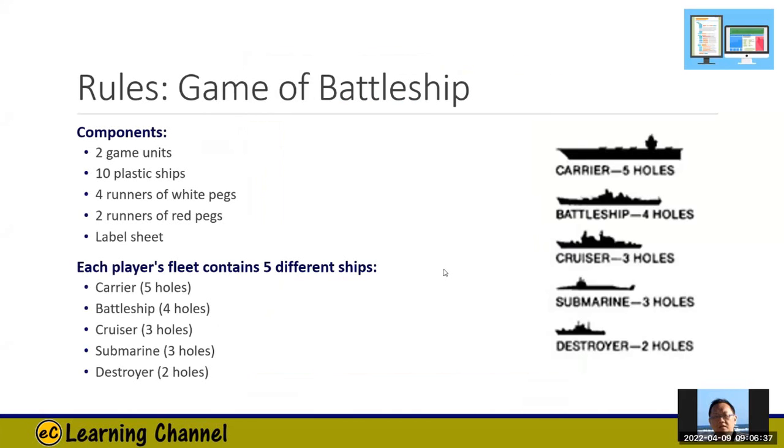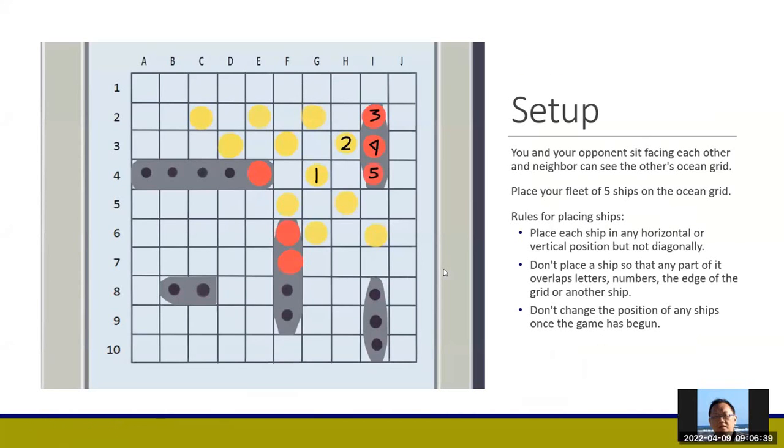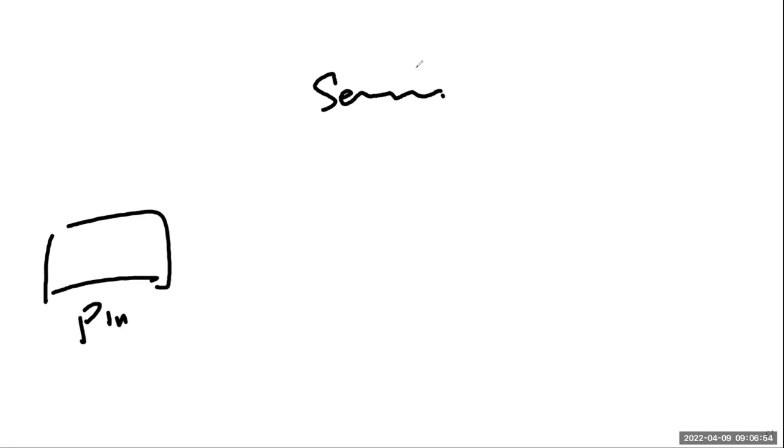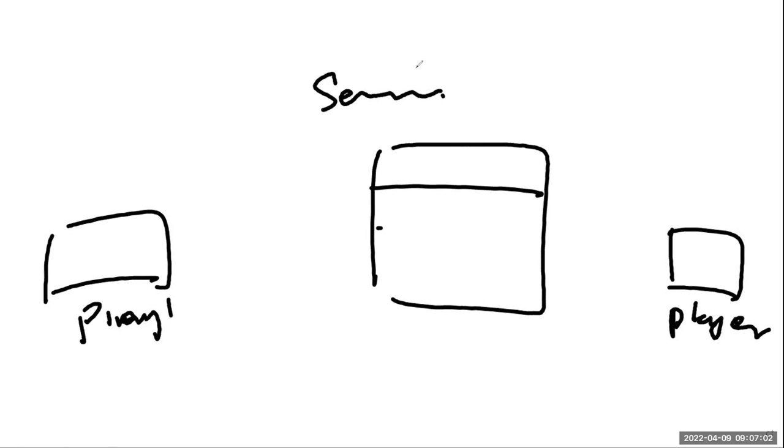If this one goes to the internet, then it's different. When we have the internet version of such a game, basically there will be a server. Player one is here, and player two is here. The server has a database of the game board.